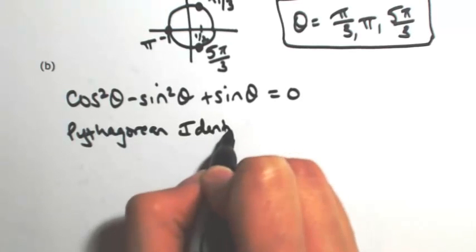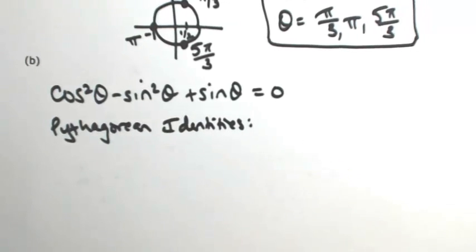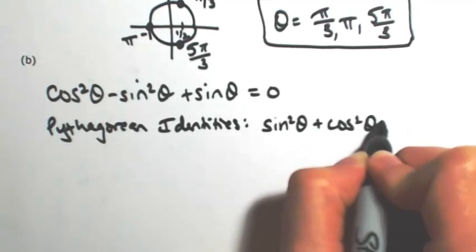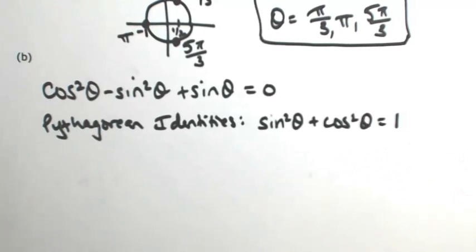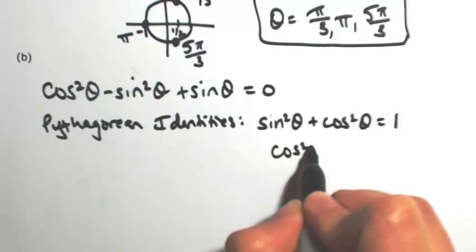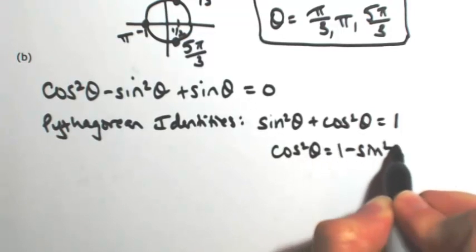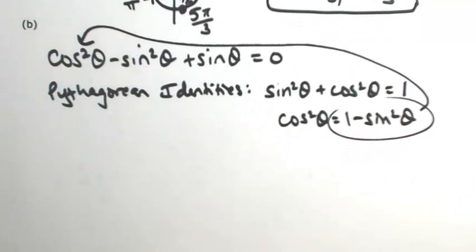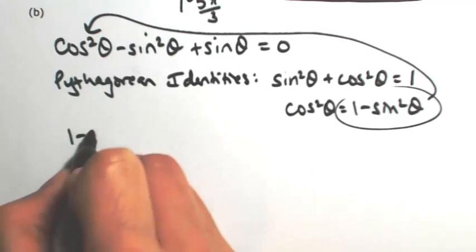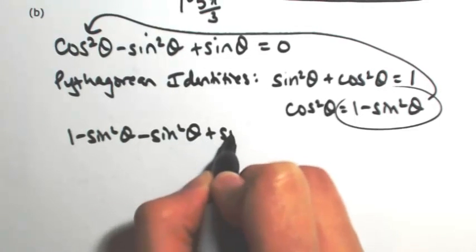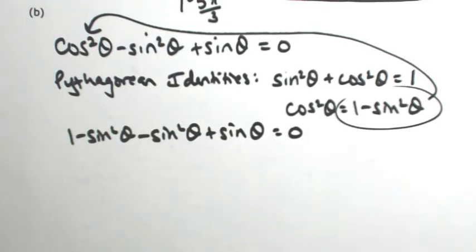So one of our popular Pythagorean identities in trigonometry is that sine squared of theta plus cosine squared of theta equals 1. So I'm going to replace this cosine squared of theta with 1 minus sine squared of theta. So I'm just going to do a little substitution here. So that gives me 1 minus sine squared theta minus another sine squared theta plus sine theta equals 0. So now everything is in terms of sine.